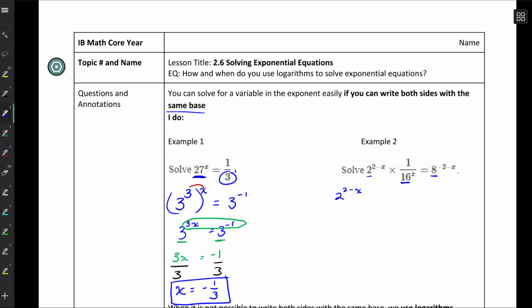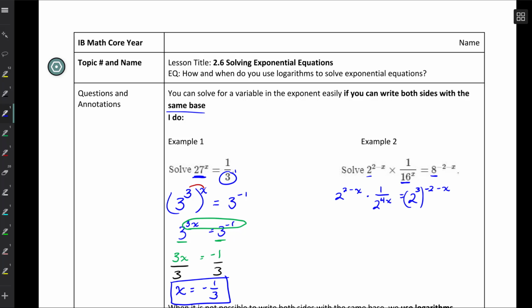First one I can't do anything with, but the next one, I can write this as 1/2 to the 4x, because 2 to the 4th power is equal to 16. And then here, I can write 2 to the 3rd power. That's the same thing as 8. And that's now to the -2 minus x power.